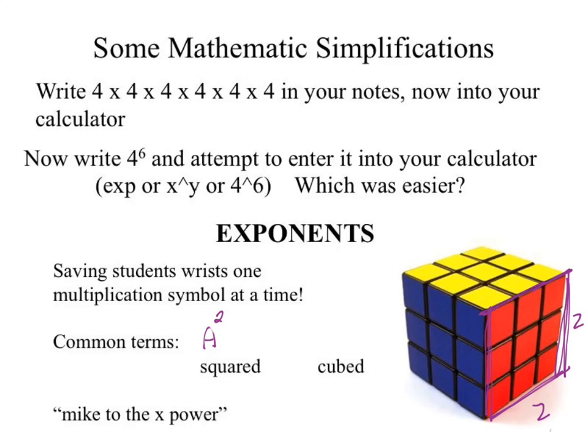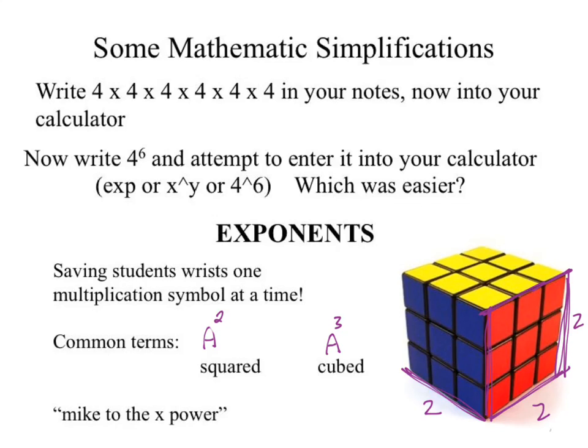What about cubed? That's raising it to the power of 3. Why do we call it cubed? How do you figure out the volume of a cube? Length times width times height. If it's a proper cube, what are all those numbers? The exact same. So now we have a cube. That's where those phrases come from.